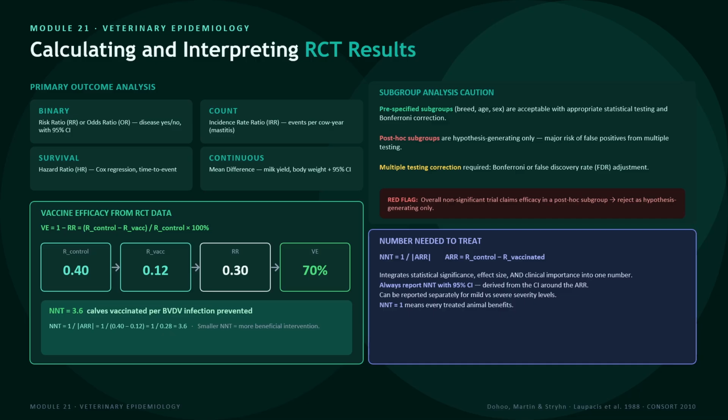Outcomes can be binary, risk ratio, count, incidence rate ratio, survival, hazard ratio, or continuous, mean difference. Vaccine efficacy is calculated as 1 minus the risk ratio. Number needed to treat, NNT, is 1 divided by the absolute risk reduction. Always report confidence intervals. They convey precision and help determine whether the effect is clinically meaningful.